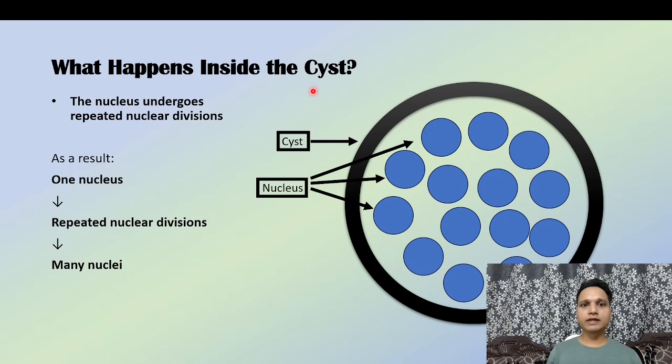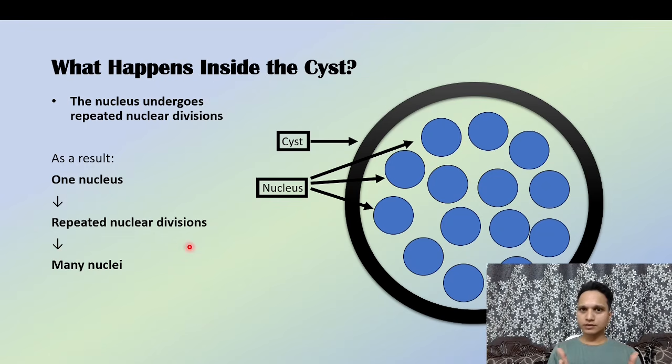Now what's happening inside the cyst? The nucleus undergoes repeated nuclear division. Understand that at this first, primary step there is only nuclear division. The cyst is there, inside it one amoeba cell, and the amoeba starts dividing its nucleus. As you can see in the diagram, the cyst, the protective covering, is right over here, and the nucleus is over here. Multiple nuclei have been formed so far: 1, 2, 3, 4, 5, 6, 7. So one nucleus, through repeated nuclear division, forms many nuclei. Now what is the condition?